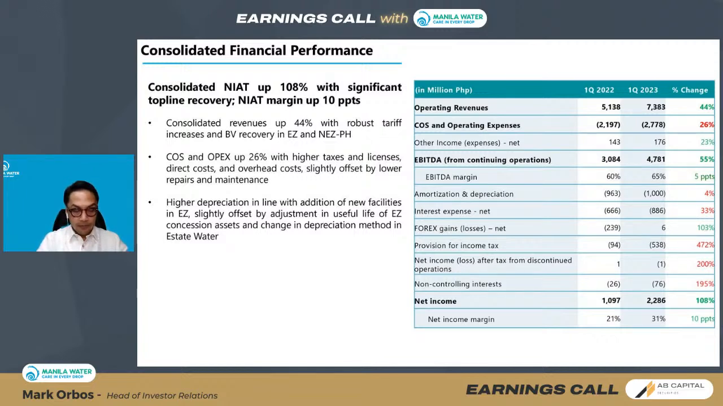For items below EBITDA, depreciation and amortization increased 4% to 1 billion. The net higher expense was due to additional facilities in the East Zone, slightly offset by the lower depreciation expense in the non-East Zone.